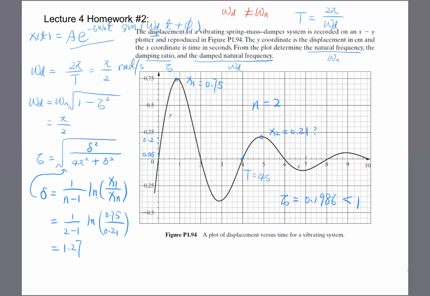Okay, once you have zeta and you know omega d, then you can easily calculate your omega n. Your omega n is omega d divided by the square root of 1 minus zeta squared. That's 1.6027. Because for an underdamped system your zeta is so small, your omega n should be very close to omega d, usually slightly higher, but really close.